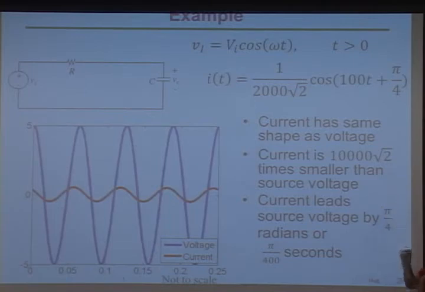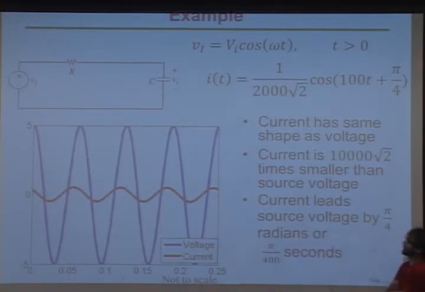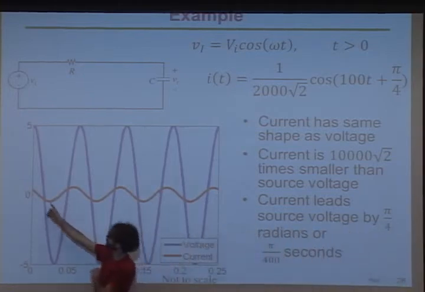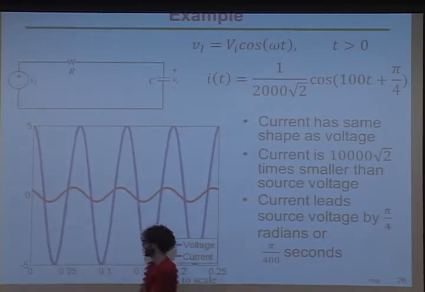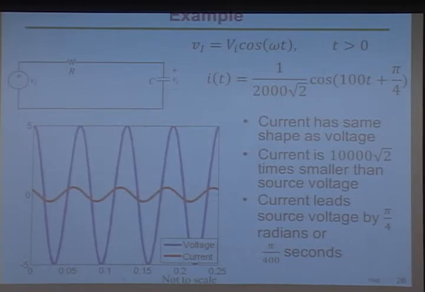What we find is that the current is a lot smaller though than the voltage. So this is not to scale, of course, otherwise you wouldn't be able to see this. But you get a much smaller current. And we also see that the current leads the voltage. So in other words, the voltage hits the bottom of its period, and then the current hits next. And the time between those two is just given by pi over 4 radians.